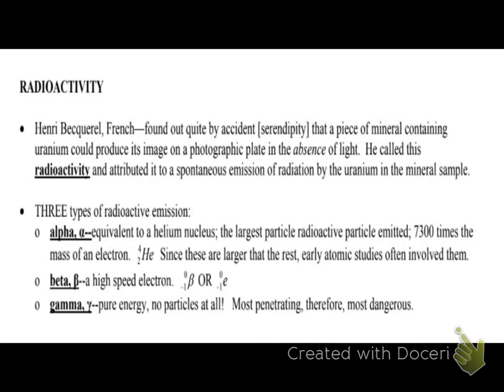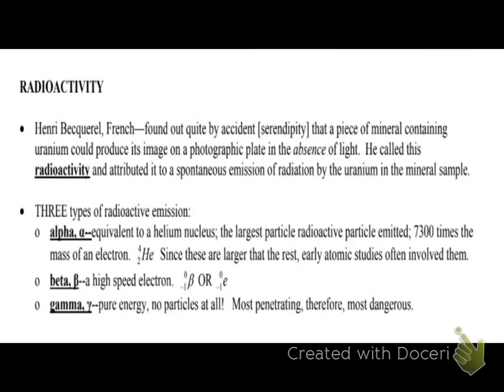Radioactivity, Henri Becquerel. You may have talked about him in physics. Did y'all talk about much nuclear in physics? He found out by accident that a piece of mineral containing uranium would produce a photographic image on film. There are 3 types of radioactivity. This is basically all we're going to talk about radioactivity until we get to half-life. Alpha is the equivalent of a helium nucleus. It's the least penetrating of all the nuclear radiation, so you can shield that with a piece of paper.